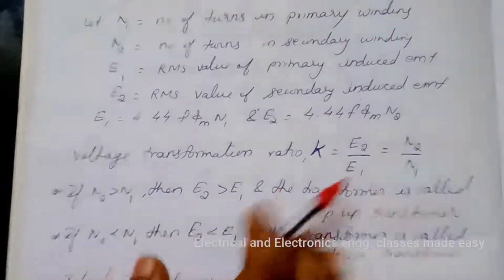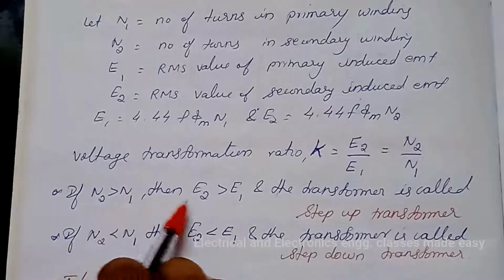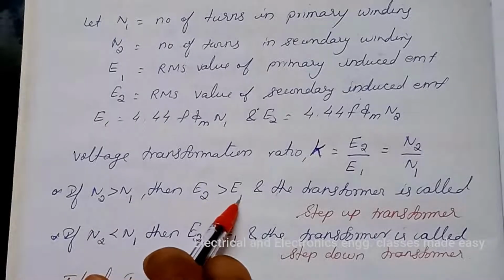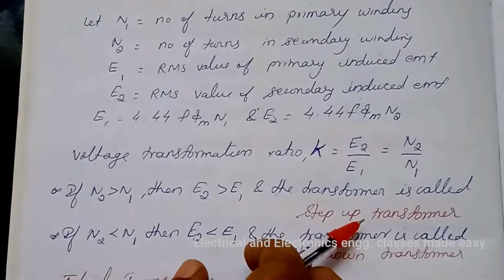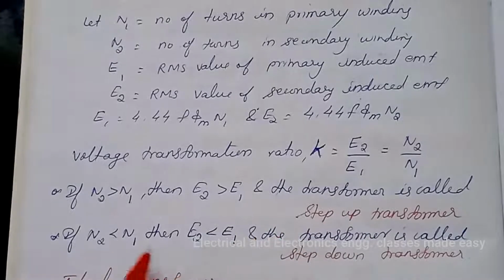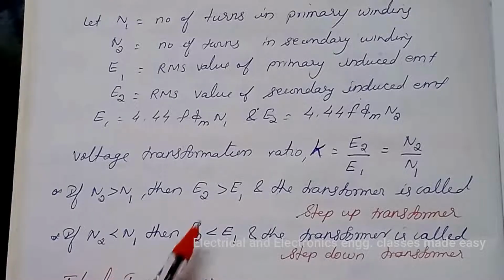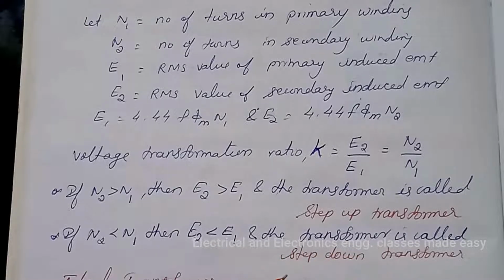If N2 is greater than N1, then E2 is greater than E1 and the transformer is called a step-up transformer. Also, if N2 is less than N1, then E2 will be less than E1 and the transformer is called a step-down transformer.